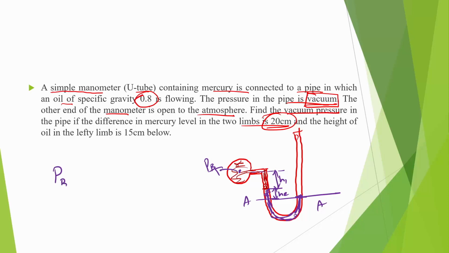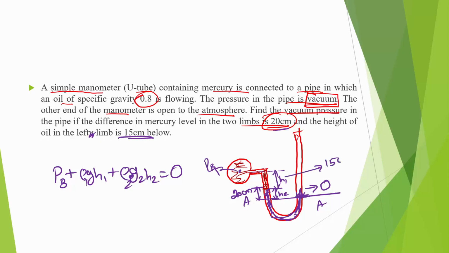So PB plus rho 1 G1 H1, the net pressure on the left hand side, is equal to rho 2 G2 H2, which is equal to the pressure on your right hand limb, which is your atmospheric pressure. For calculation, we'll take it as 0 as the gauge pressure. Now the difference in mercury level from both sides is 20 centimeters. So this is your mercury and this is your mercury level. So this is 20 centimeter, and the height of the oil in the left limb is 15 centimeter below. So your H1 is 15 centimeter.